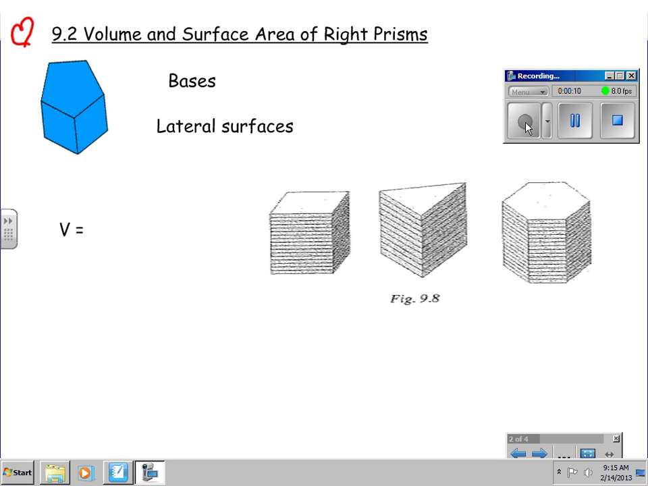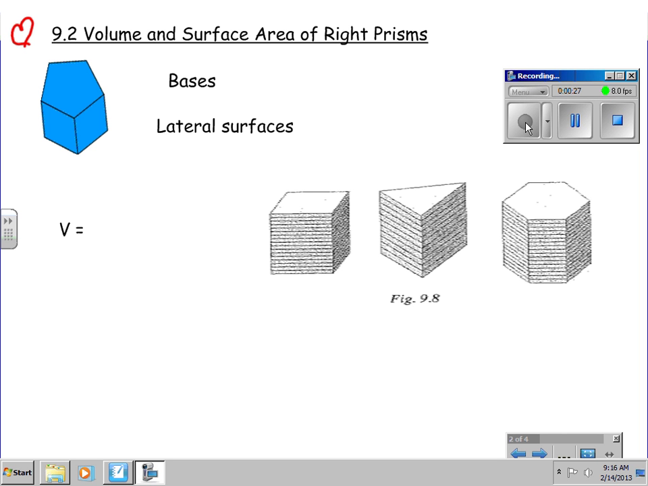Moving on. Today, we're talking about volume and surface area of prisms. I call it lesson 9.2 because it's the second lesson in chapter 9 that we're going to cover. We are moving from cubes and cuboids onto prisms that are a little bit more interesting. They're made up of different shapes.